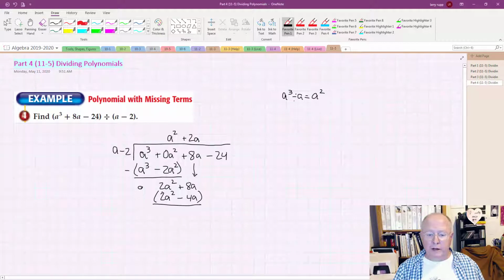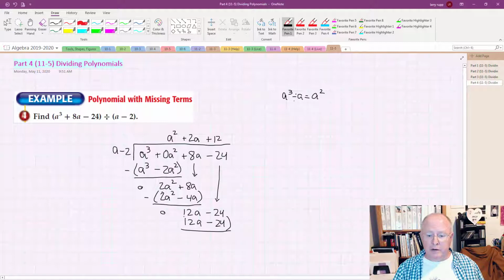And you're going to subtract that whole expression out. So 2a squared minus 2a squared is 0, and 8a minus a negative 4a gives you a positive 12a, and then you bring down your last term, minus 24. Okay? How many times does a go into 12a? Well, it goes into it 12 times. So 12 times a is 12a, and 12 times negative 2 gives you minus 24.